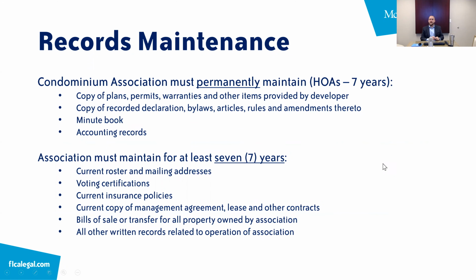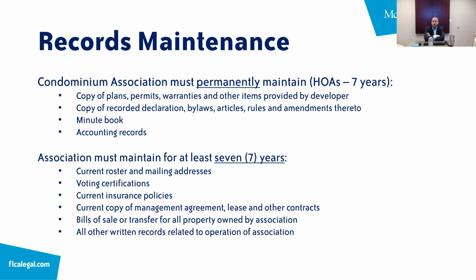So these are the records that need to be maintained. For condo associations, they changed the statute to say that these items must be permanently maintained, and for HOAs, it's 7 years. Copies of the plans, permits, warranties, and other items provided by the developer, a copy of the recorded declaration, bylaws, articles, rules, and amendments, the minute book, and then the accounting record. So that's permanently maintained for condos. It's 7 years for HOAs. I think that for HOAs that eventually they're going to have the same requirement as well.